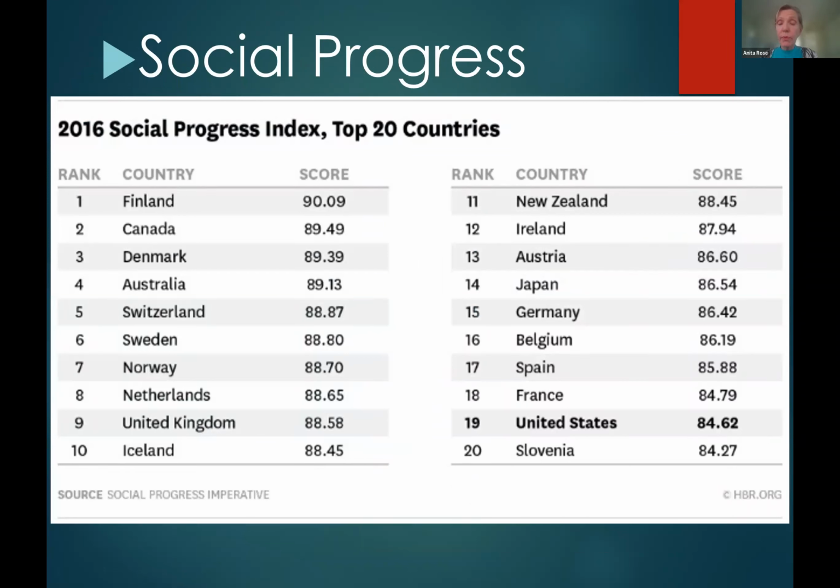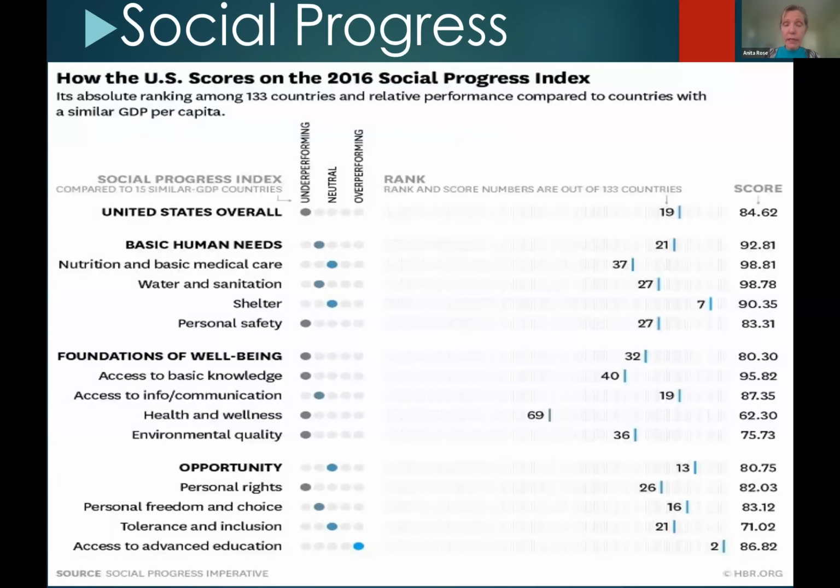Where do we fit in? United States is 19, or it was 19 in 2016, right? So we could take a look at why. In 2016, we overperformed in very few areas. You can't see it down here, but access to higher education is the area where the US overachieves. The other areas are either neutral or actually underperforming. So that's why we have not ranked as high. We're working on trying to make that better.